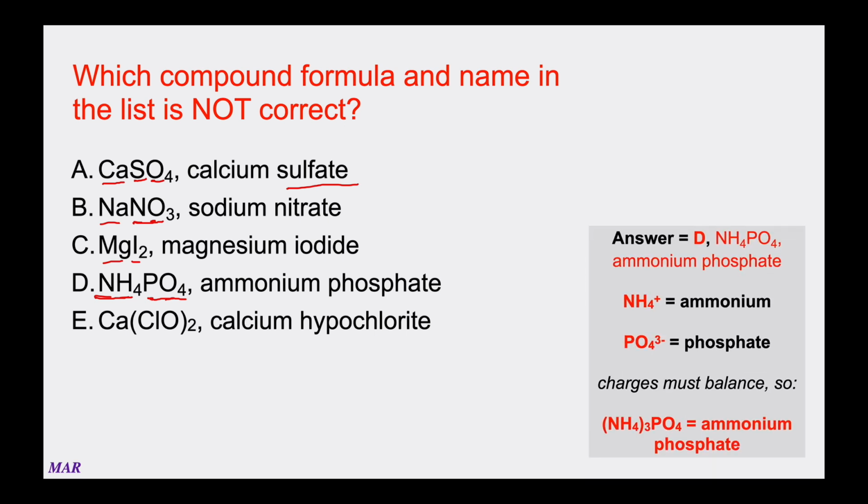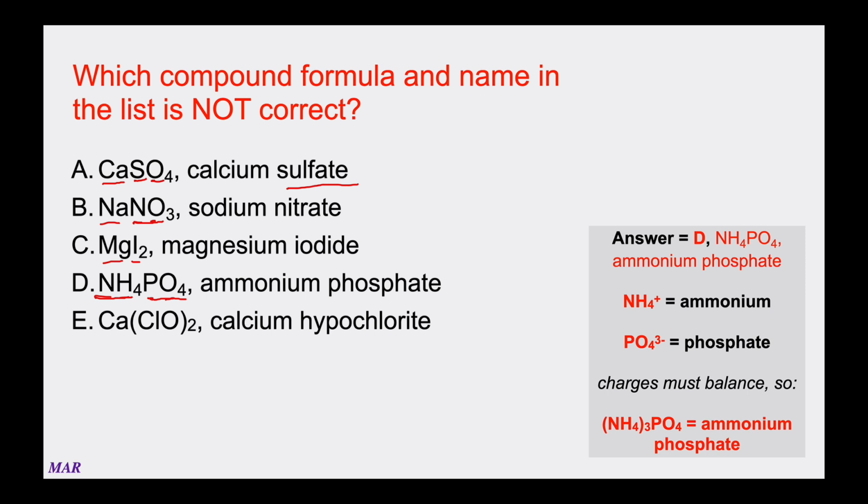NH4PO4. Ammonium phosphate would have 3 positive 1 ammoniums to balance that phosphate. So the formula would be parentheses NH4 parentheses 3 PO4. That would be the formula for ammonium phosphate. That way the 3 positive 1 ammoniums will balance the negative 3 phosphate, and you'll be good to go. So answer D is obviously the answer.